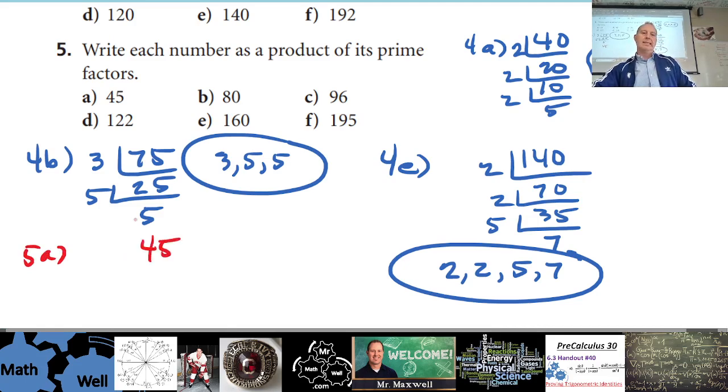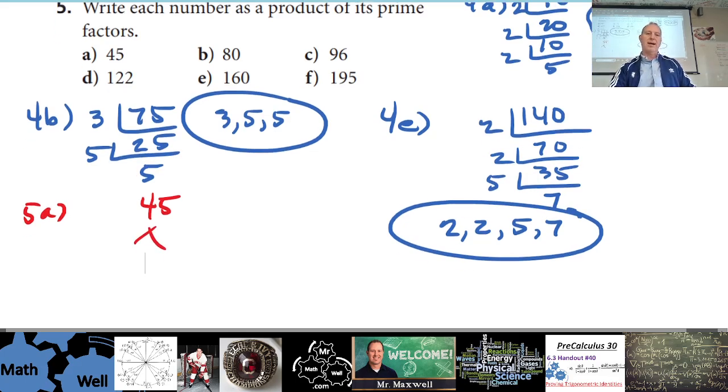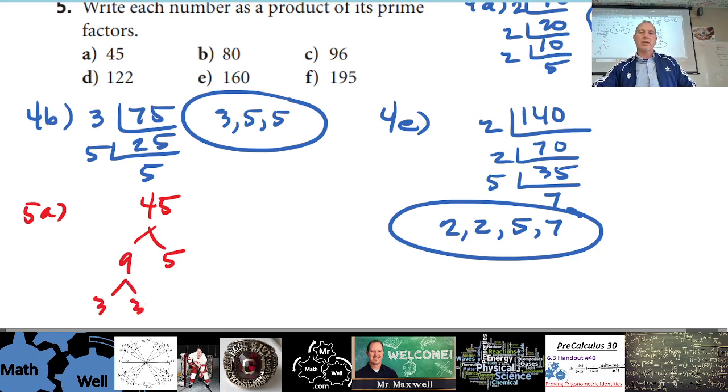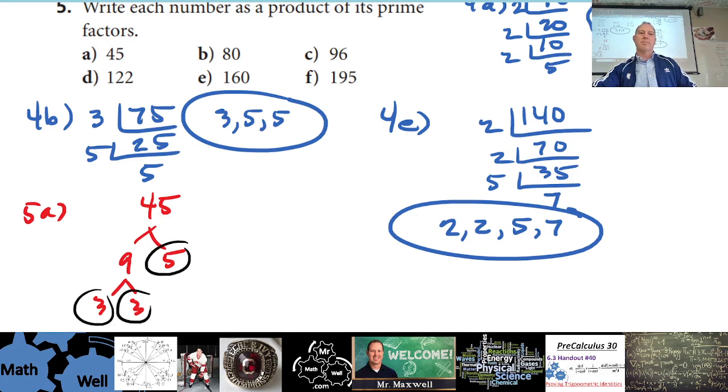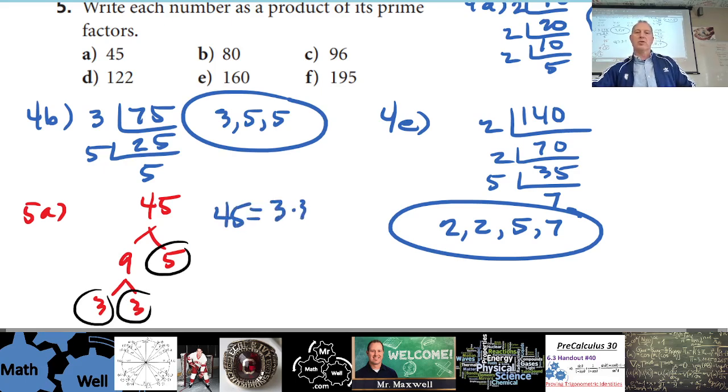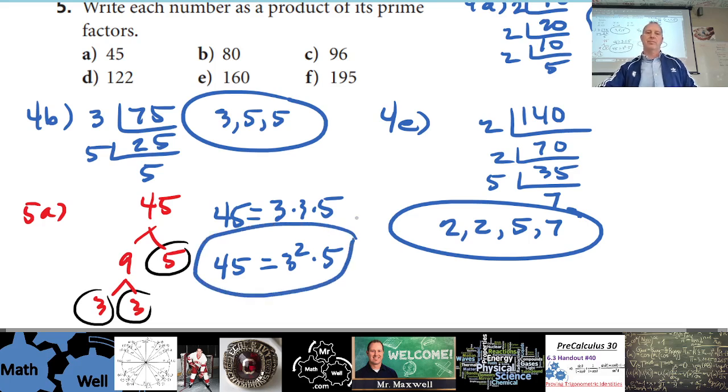again, 45. You can do the tree thing if you want. I don't know if you guys like the tree. I don't like the tree thing. You can do the tree thing. What's 45? That's 9 times 5, right? You just pick 2 factors, 9 times 5. If you can split 9 up, you do it. So 3 times 3. And there you go. On the very bottom row, you've got only prime factors, so you're done. So the answer to this question looks like this. 45 equals 3 times 3 times 5. Or this is where you can group common factors if you want and go 3 squared times 5. You can do that here, okay? And of course, you can use the ladder too.